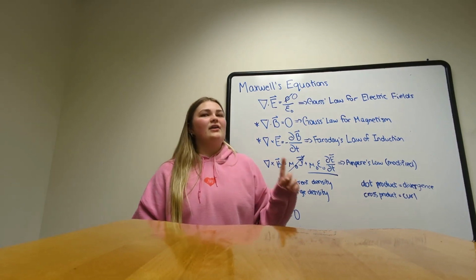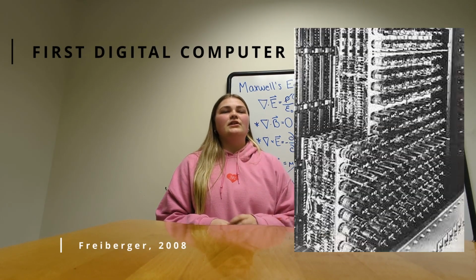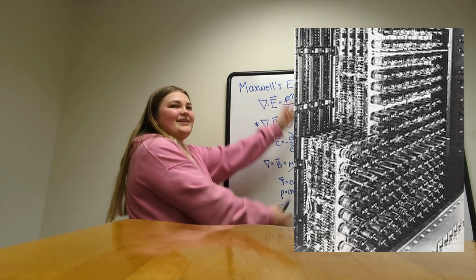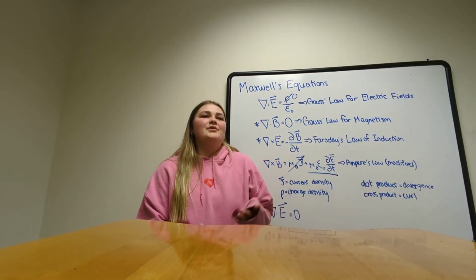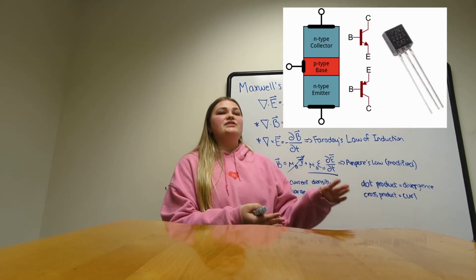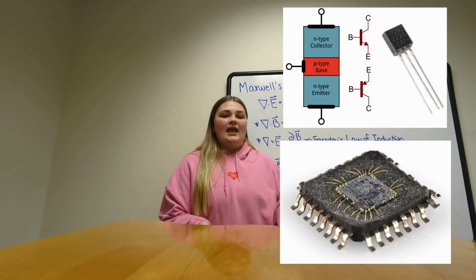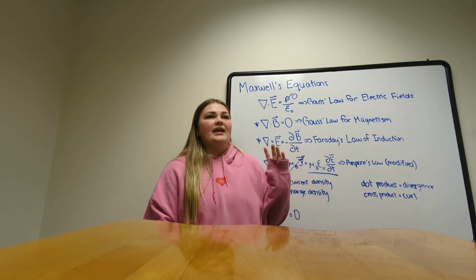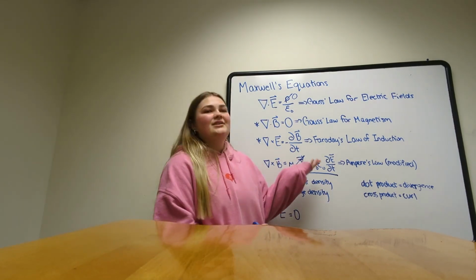I believe the ENIAC computer consisted of 18,000 vacuum tubes. Because of these vacuum tubes, that is why we have computers. We have the ENIAC, it moved on to transistors, and then after the transistors, there were integrated circuits, and so on, which is insane to think about, that all of this innovation and advancement in technology has to do with physics.